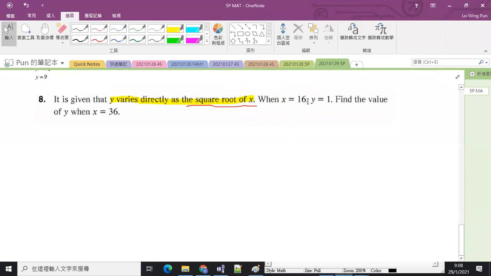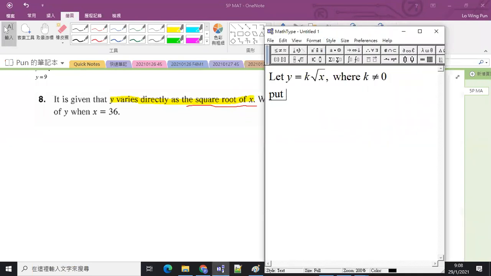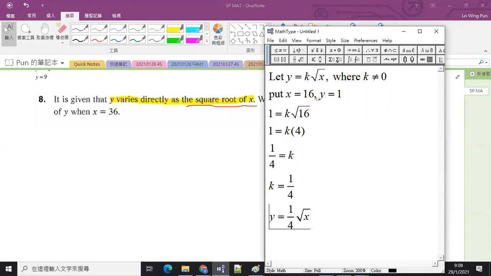So the given numbers are x equals 16 and y equals 1. So just put x equals 16 and y equals 1 into your equation. So 1 is equal to k times root 16. And the root 16 is a pure number, so you may use the calculator to simplify this first. It's 4. And then divide the 4 to the left-hand side. So you'll find that k is equal to 1/4, which means that y is equal to 1/4 times root x. This is a therefore.